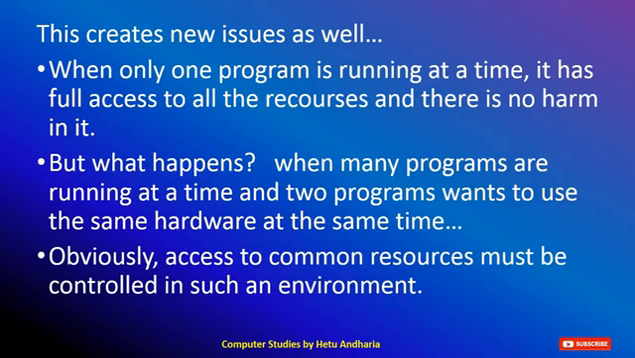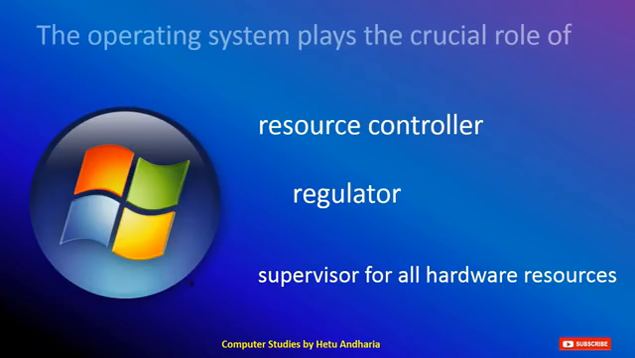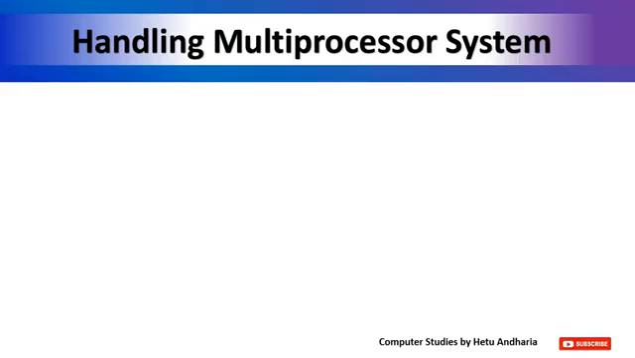Obviously access to common resources must be controlled in such an environment, right? When two or three programs give the same order to the same hardware, the common resources must be controlled. So the operating system plays the crucial role of resource controller, regulator, and supervisor for all the hardware resources. This whole thing is done by the operating system.